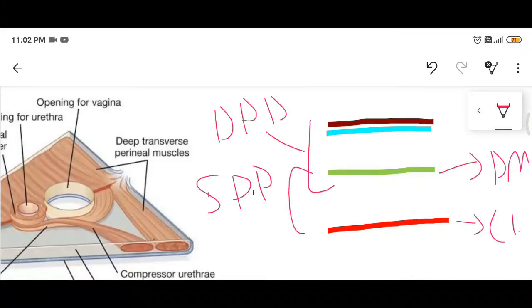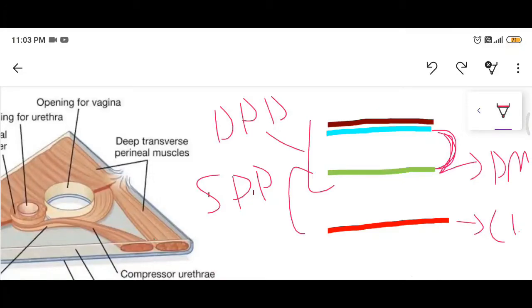The boundaries of the deep perineal pouch: anteriorly it is bounded by the pubis, laterally it is bounded by the ischiopubic ramus, and posteriorly these two fascia come together and enclose it as a pouch. Now we will see the contents of the deep perineal pouch.